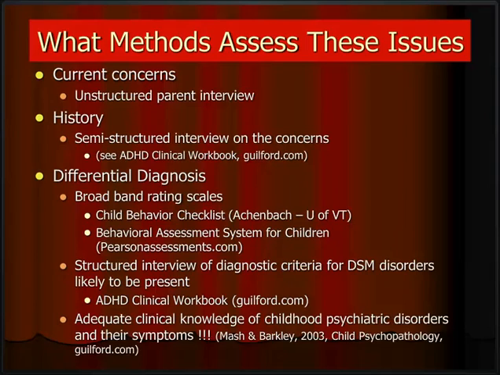Now, in addition, besides using broadband rating scales and structured interviews of DSM criteria, the clinician needs to have a thorough grounding in their knowledge of various child psychiatric disorders. This is going to be needed in order to be able to conduct an appropriate differential diagnosis of ADHD from autistic spectrum disorders, bipolar disorders, anxiety, and depression. If the clinician has no idea what the nature of those other disorders are and what their diagnostic criteria are, they're not going to be able to conduct an adequate differential diagnosis.